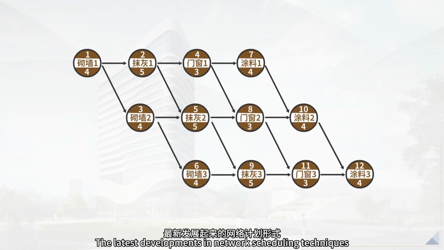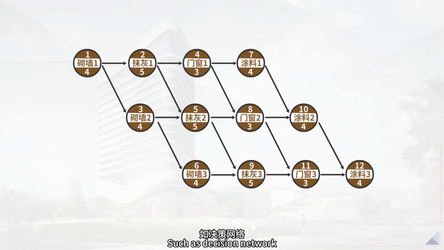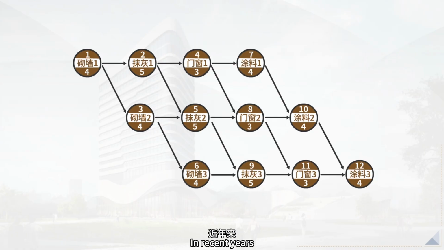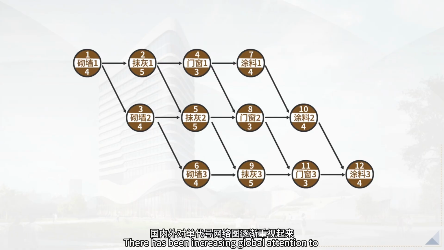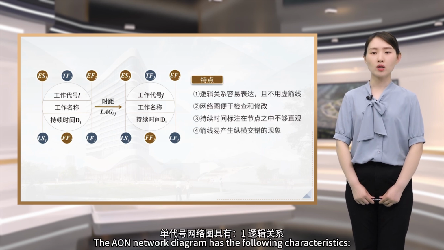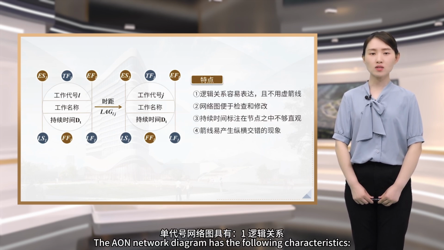The latest developments in network scheduling techniques, such as decision network, graphical evaluation and review technique (GERT), and precedence diagrams, are all represented by the AON network diagram. In recent years, there has been increasing global attention to the AON network diagram. In summary, the AON network diagram has the following characteristics.